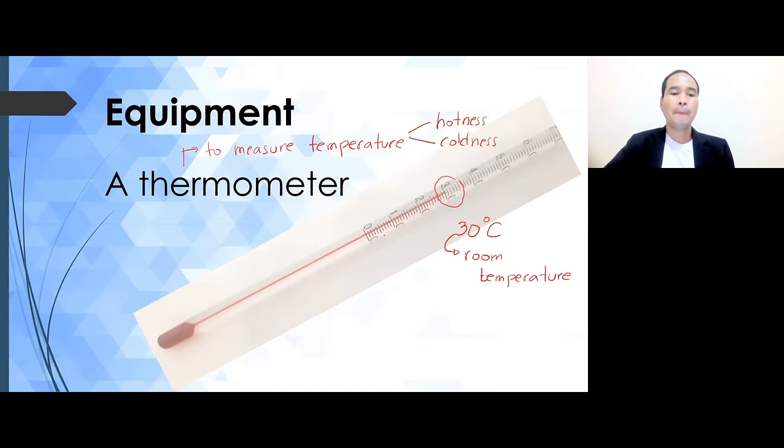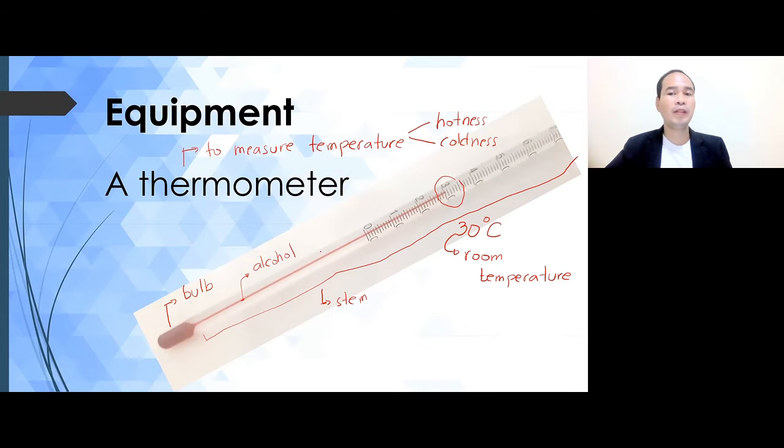This is the bulb of your thermometer, and this long part of your thermometer is what you call your stem. This red liquid starting from your bulb going to your stem is your alcohol. It's colored red so it will be visible and seen clearly, because as we all know, alcohol is transparent.